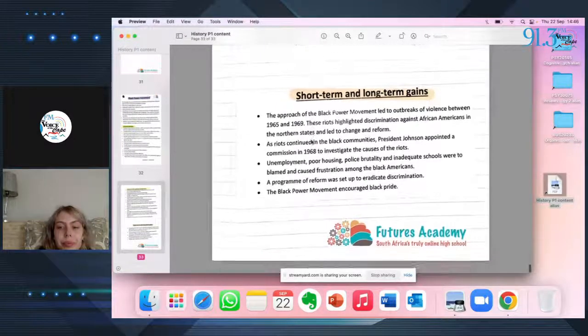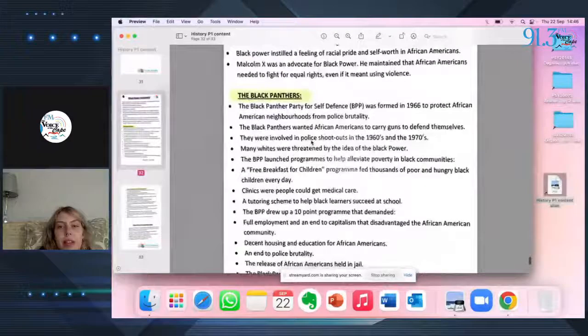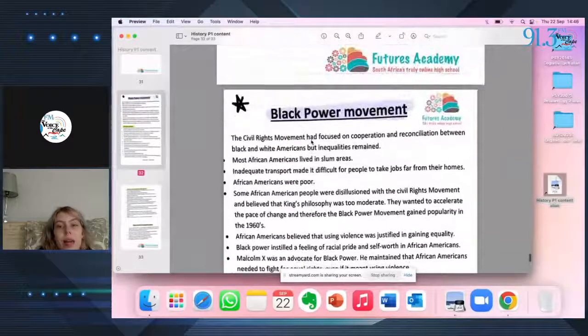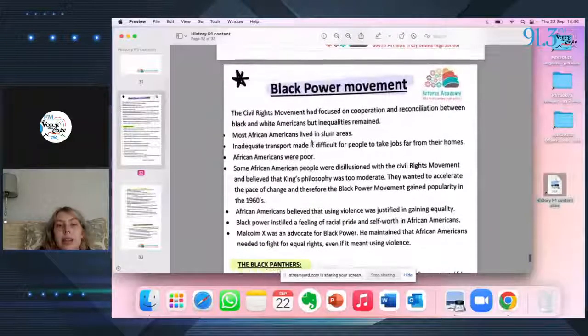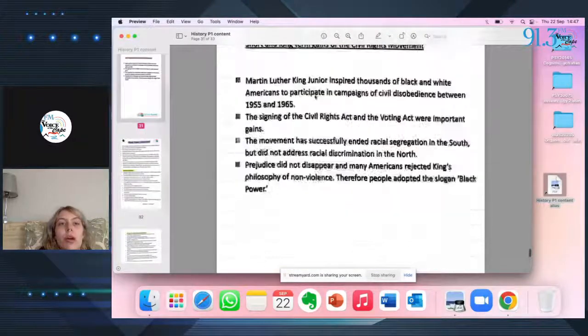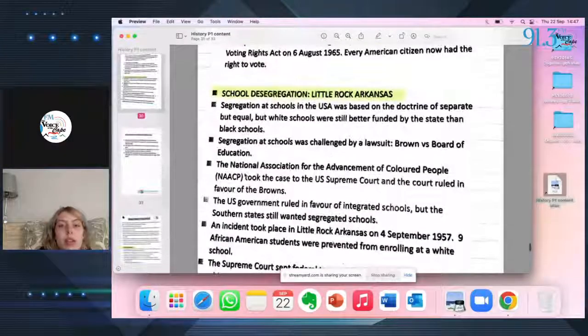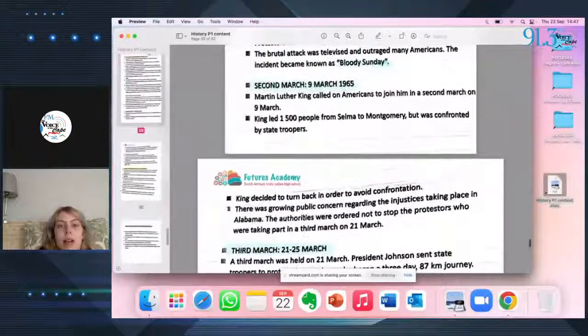Okay, so if we think about the Black Power movement and its effects today, it makes us think a lot about Black Lives Matter, right? Even the symbol is the same. The Black Power movement symbol is the raised fist, which is the same symbol they use for the Black Lives Matter movement. So often try to draw comparisons between the history that we just did and how society is currently looking and functioning.